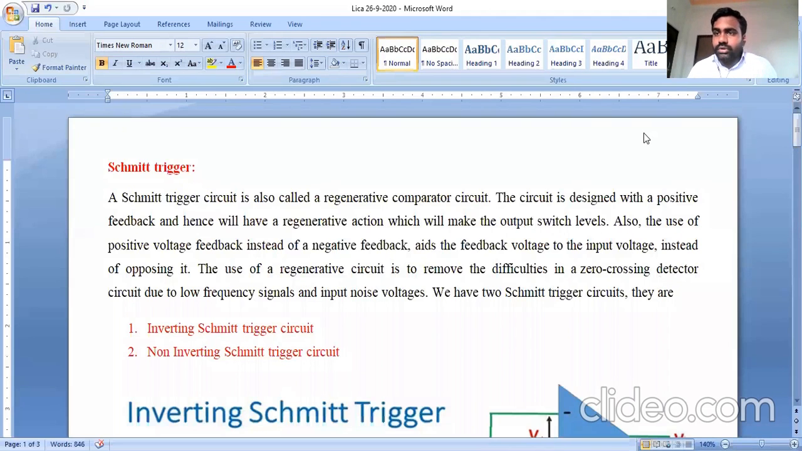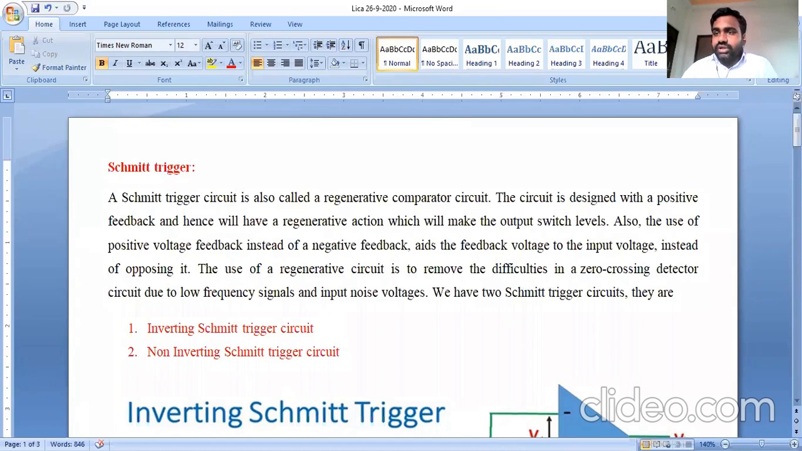Good morning to everyone. In previous classes, we discussed the applications of the comparator. We discussed the zero crossing detector. We explained the application of the comparator as a voltage limiter, and we observed various limitations of output voltage.